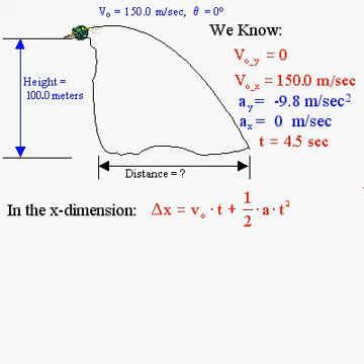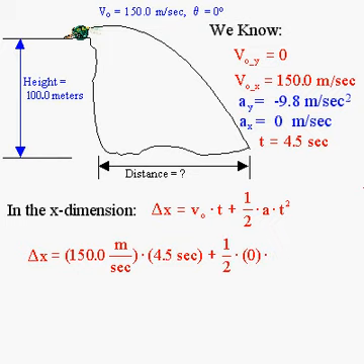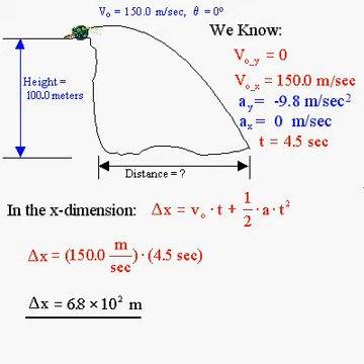We don't know delta x, but we do know the initial velocity in the x dimension. It's 150.0 meters per second. Time is 4.5 seconds. In this dimension, the acceleration is 0, and the time is 4.5 seconds. Look what happens. The second term on the right-hand side of the equation drops out because 0 times anything is 0. So the displacement is simply 6.8 times 10 to the 2 meters. So the cannonball lies 6.8 times 10 to the 2 meters from the edge of the cliff when it hits the ground.